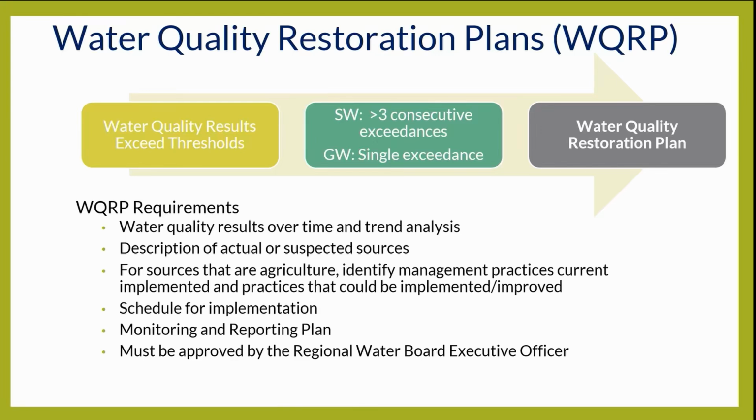Okay, and then I mentioned the water quality restoration plan, about why we would need one if we have multiple exceedances. For surface water, if you have more than 3 exceedances in a row, we have to develop one, or a single exceedance for groundwater. So as you just saw, we have groundwater contamination with nitrates, so we're going to be working on a water quality restoration plan. We will tie it into the SNMP since that effort's already happening.